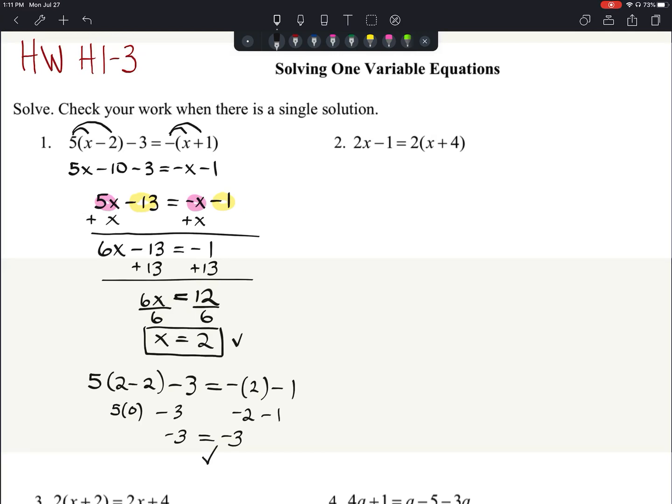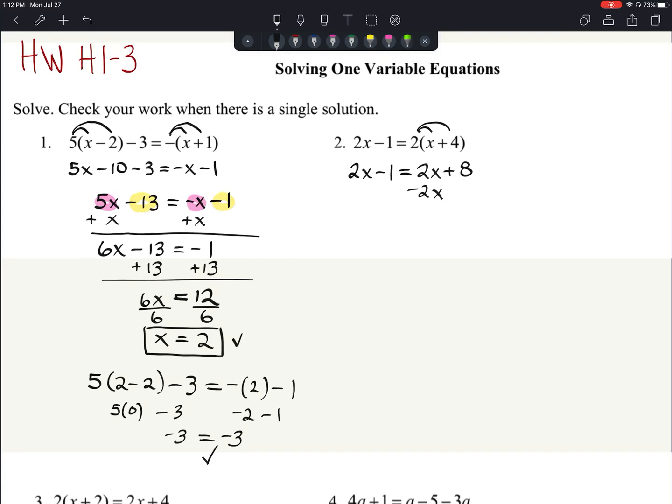Number 2, we have 2x minus 1 is equal to 2 times the quantity of x plus 4. Again, let's just simplify each side. Looks like our left side is already simplified. We're going to distribute our 2 through. So 2 times x is 2x, and 2 times 4 is 8. And we're to that point here where we need to get our variables together and get our constant terms together.